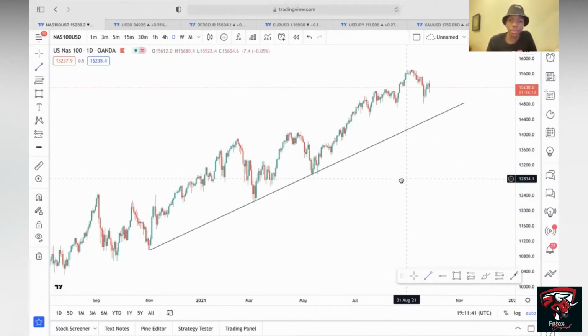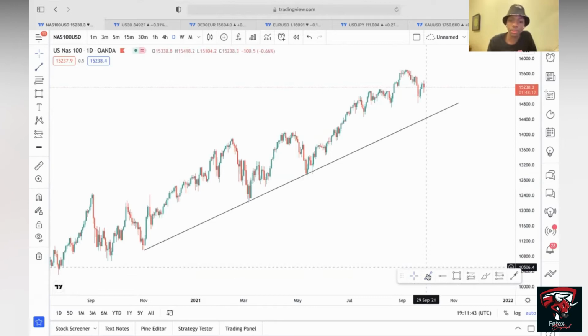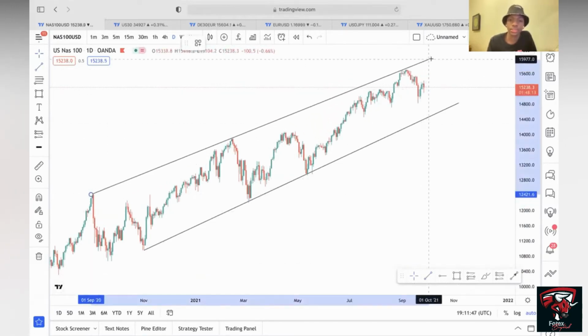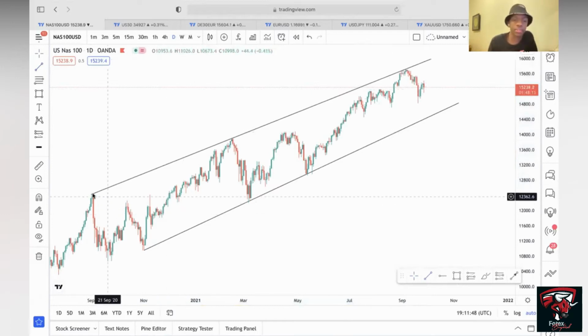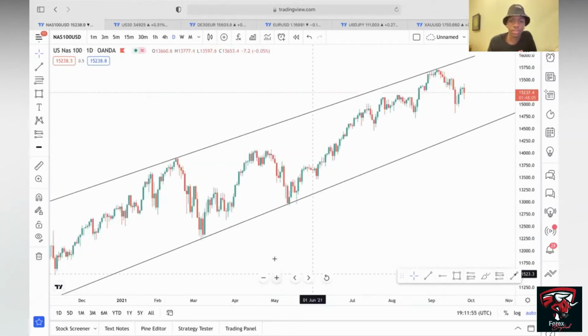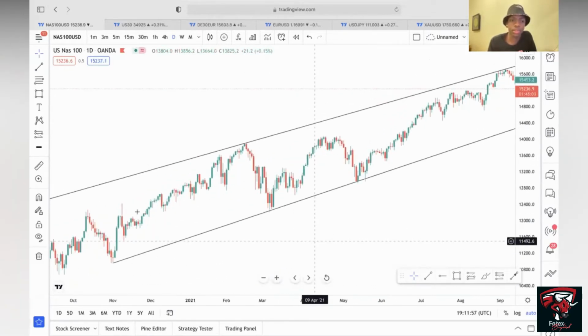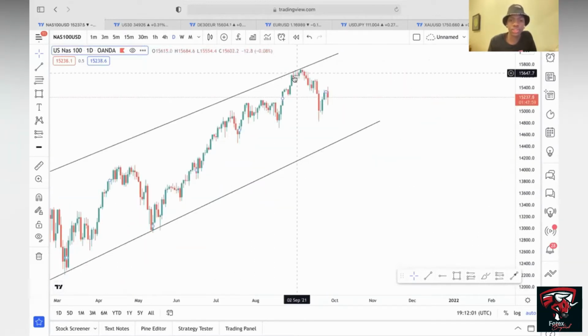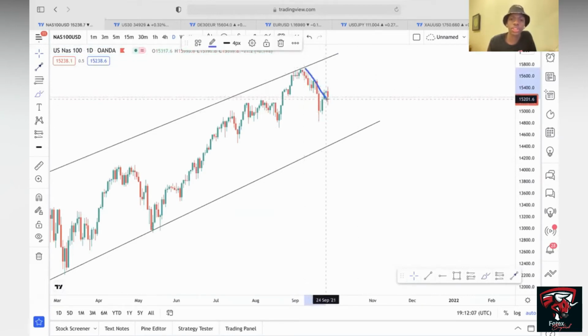We have our famous trend lines. You can see that here we have first touch, second touch. I'll just zoom in a bit, sorry. Okay, perfect. First touch, second touch, third touch, right? Straight after the third touch of the trend line, you can see the Nasdaq dropped.